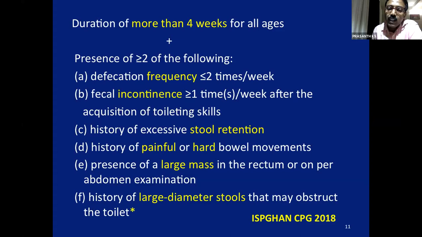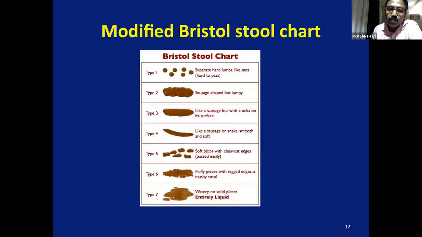This we have seen in our case as well. And history of large stools that may obstruct the toilet. The last one may not be relevant to our criteria. If we harp on just the frequency alone, that may not be rewarding to pick up cases with constipation. So we need to concentrate on other factors like consistency, straining, stool retention, then mass on palpation that is suggestive of fecal impaction. All these are required if we want to make a conclusive diagnosis.